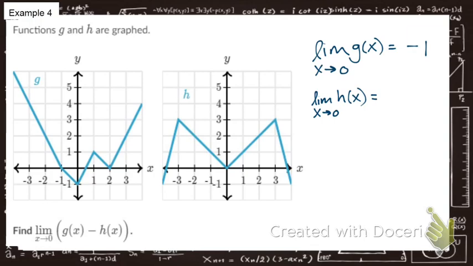What about the limit of h of x as x approaches 0? So as we look at h of x and we go from the left and we go from the right, what's that going towards? 0. In conclusion, the limit of g of x minus h of x as x approaches 0 is... What would you get if you subtracted those two limits? -1 minus 0? -1. Beautiful. So the answer is -1.